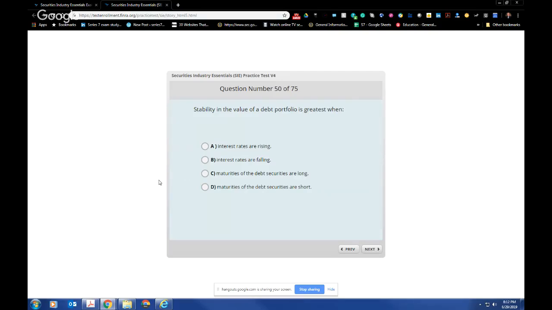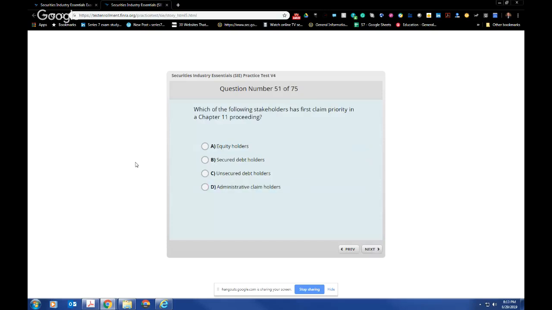Stability in the value of a debt portfolio is greatest when? So volatility, remember, long-term bonds move more than short-term bonds. So long-term bonds have more interest rate risk and are more volatile. So short-term bonds are better. Interest rates are rising or falling, it's moving. Maturities of debt securities that are long means it's very volatile. Short term, baby.